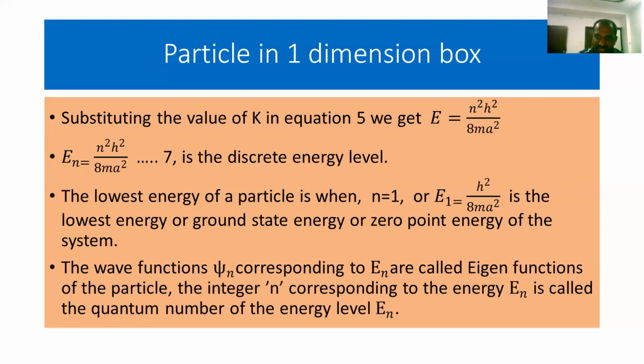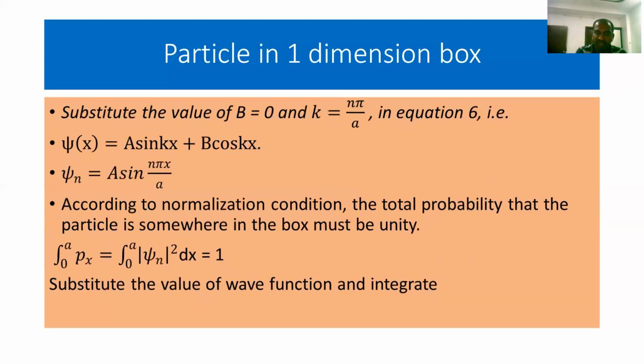The lowest energy of the particle is when n = 1. As a result, En becomes E1. Therefore, E1 = h²/8ma² is the lowest energy or ground state energy or zero point energy of the bound system. The wave function ψ(x) corresponding to En is also called the eigenfunction of the particle, and the integer n corresponding to the energy En is called the quantum number of that energy level En.